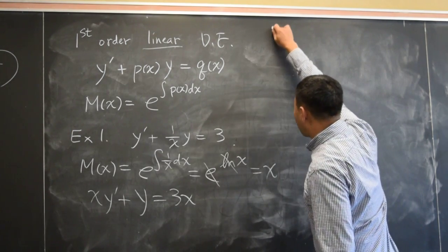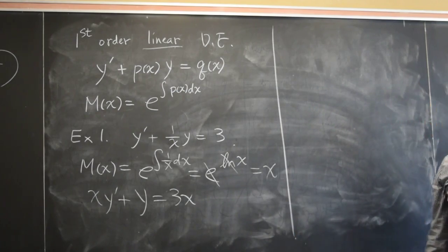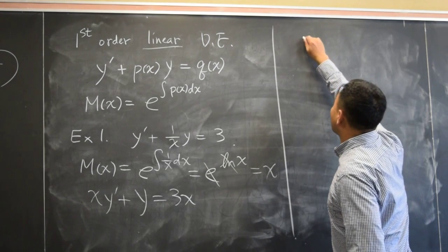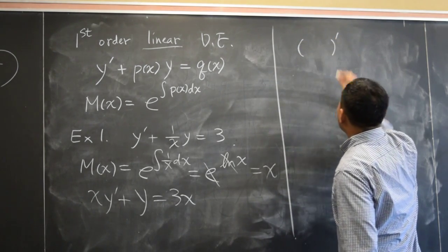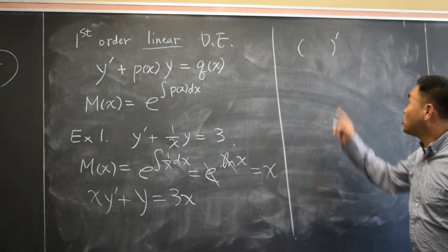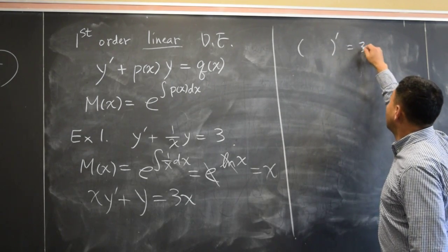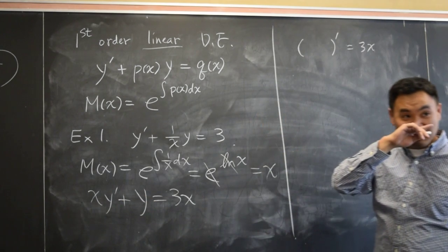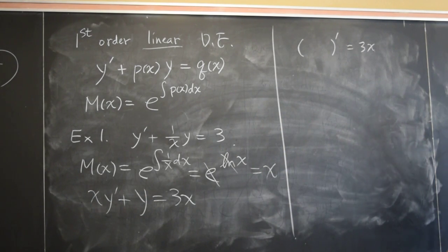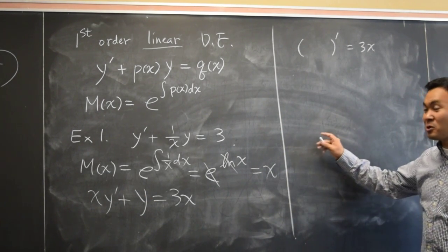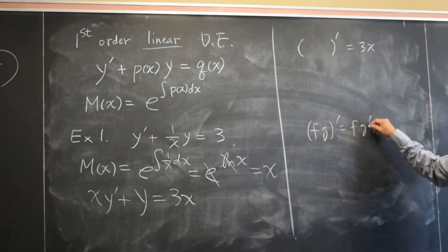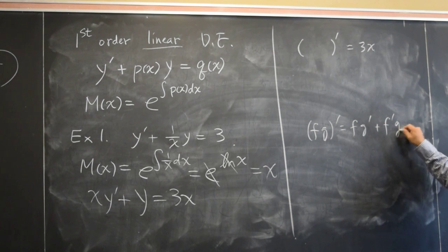now you can verify my claim that the left side is a product rule of something. So think about the following. What would you apply product rule to so that the left side becomes this? Now, if you forgot the product rule, what's the product rule? (f times g)' is f g prime plus f prime g, right?